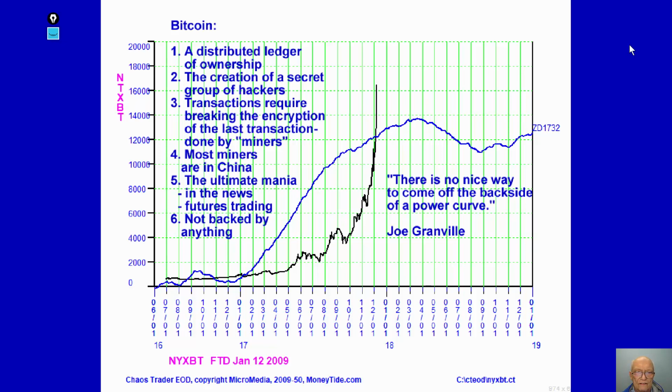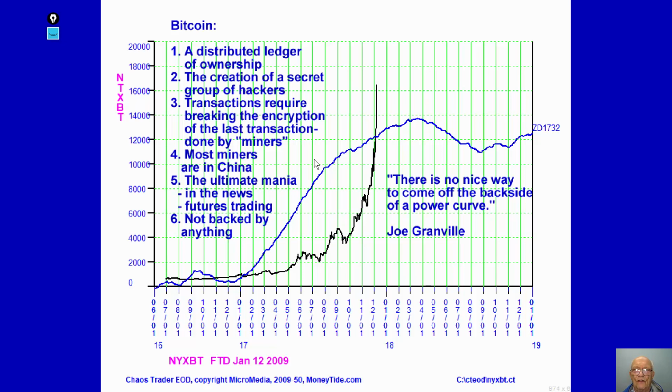Bitcoin has grown since its invention in 2009 very slowly until recently. If you track down where the miners operate, most of them were in China. But to me, this is the ultimate mania. It's in the news. The news was, wow, we're going to pay for our wedding. I was getting emails. This guy invested $100 in Bitcoin and it's now worth $1 million.